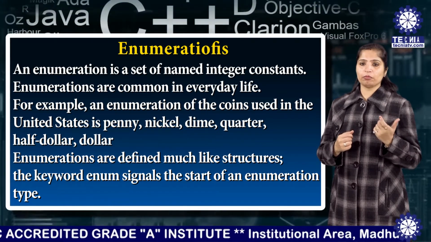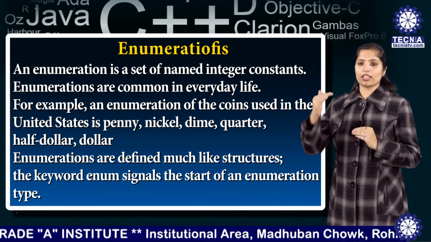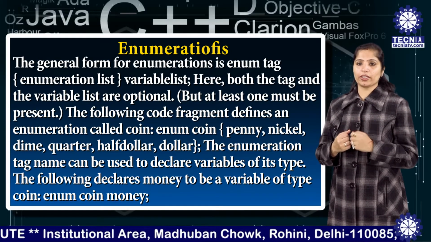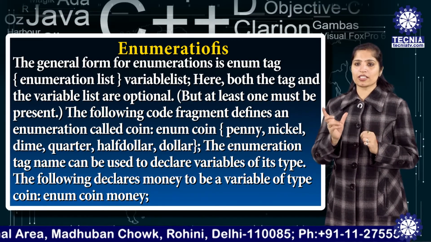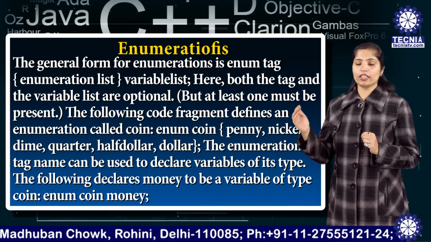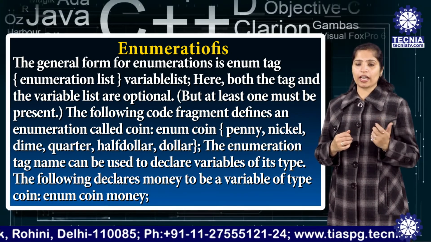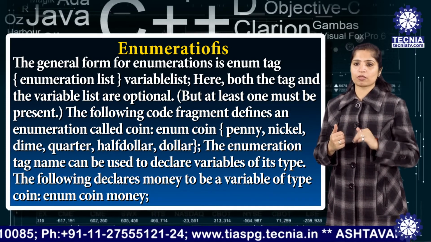Enumerations are defined much like structures. The keyword enum signals the start of the enumeration type. The general form for enumeration is defined as enum tag, then in the curly braces the enumeration list, and then the variable list, with the semicolon. Here both the tag and the variable list are optional, but at least one must be present.